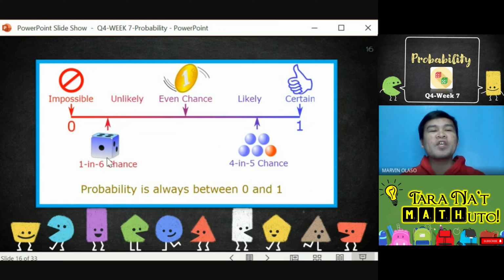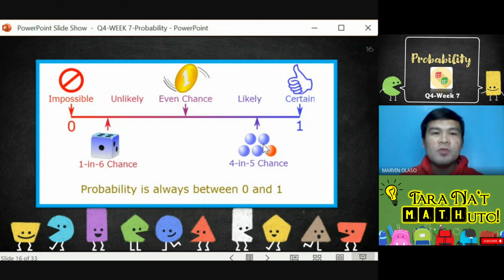Ito na. For example, ito yung die natin. There are 6 faces. So, ano yung chance na makakuha ka ng 1 out of it? So, 1 out of 6 kasi nga mas konti lang ang chance. So, we have unlikely. And yung even chance, ito yung as likely as unlikely, yung 50%. Ang halimbawa niyan ay yung tossing a coin. Kasi nga, dalawa lang naman yon, 1 out of 2 or 50%.